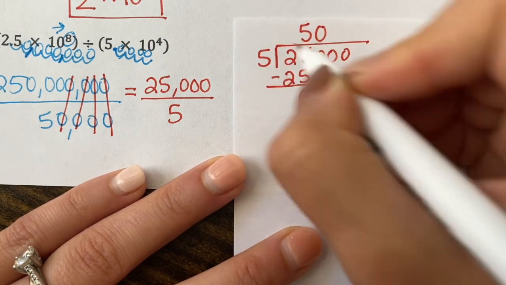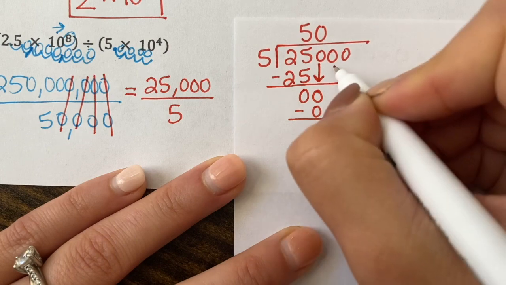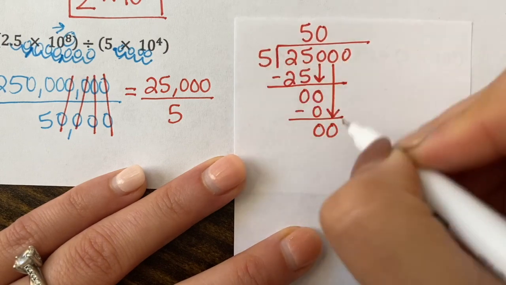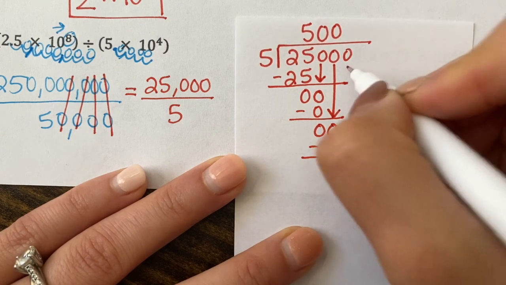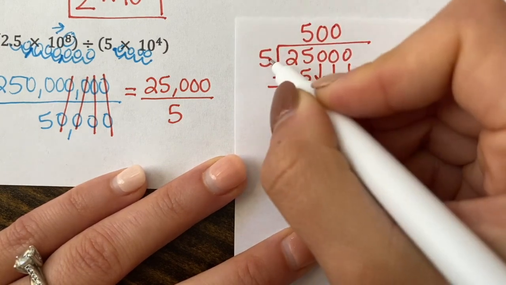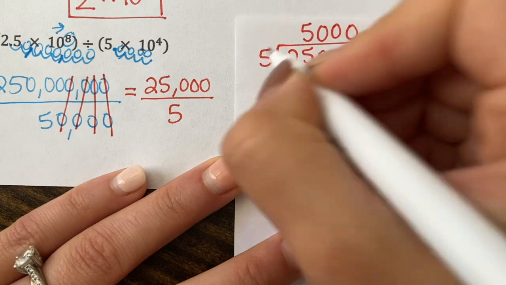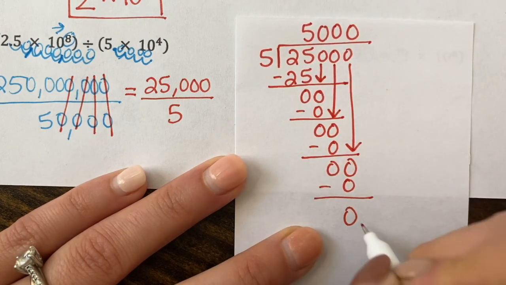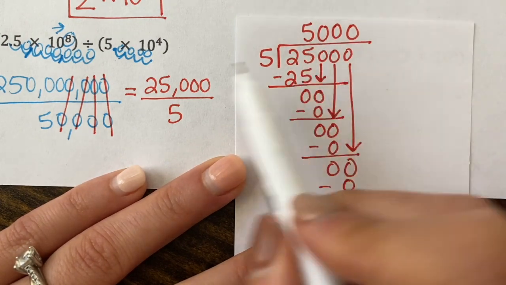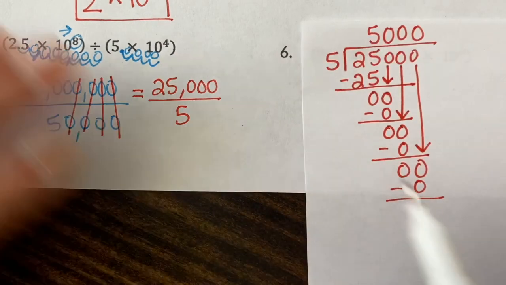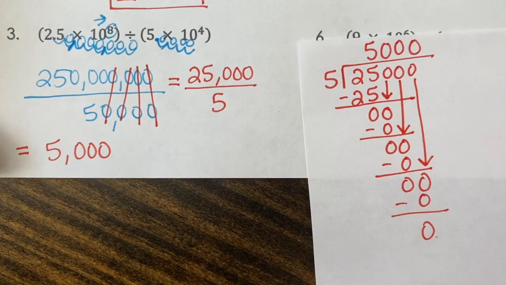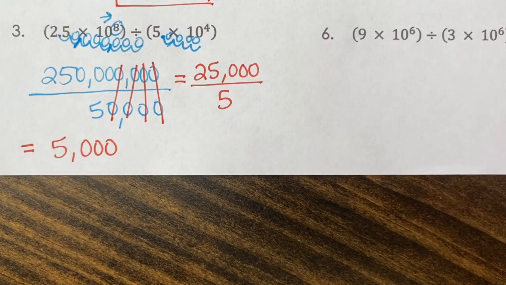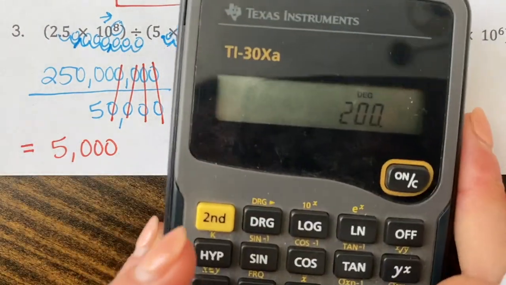Now, most of you probably see a pattern. 5 goes into 0 0 times. 0 times 5 is 0. You're going to get zeros every single time. 5 goes into 0 0 times. 0 times 5 is 0. And your remainder is 0. So 25,000 divided by 5 is 5,000.